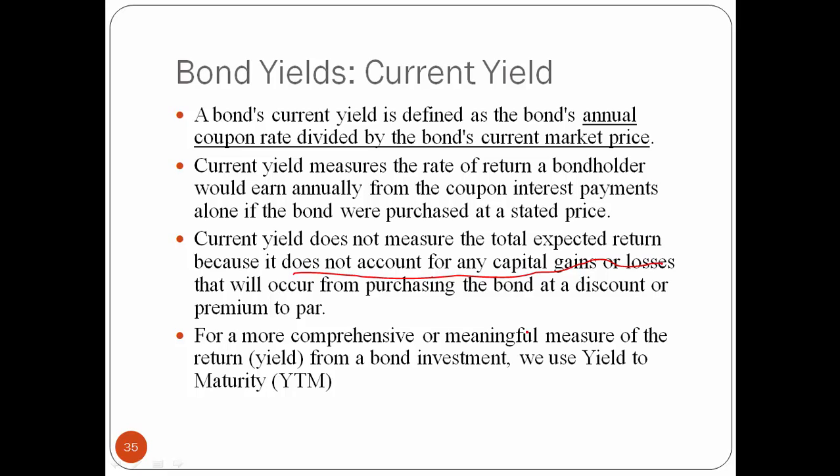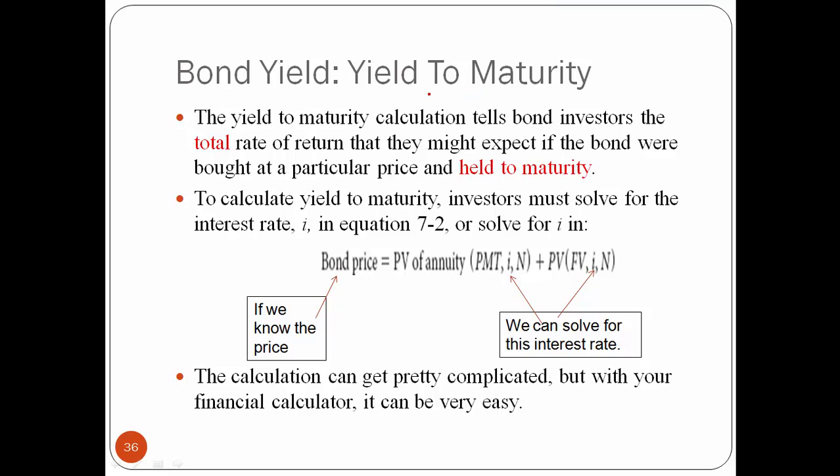from the bond investment. So that's why for a more comprehensive measure of the return of your bond investment, we use the so-called yield to maturity. So what is yield to maturity, YTM? The yield to maturity calculation tells bond investors the total, or say comprehensive, rate of return that they may expect if the bonds were bought at a particular price and held to maturity.